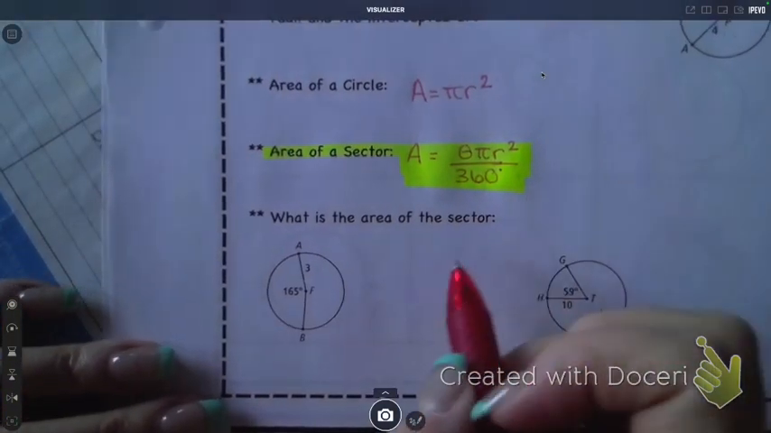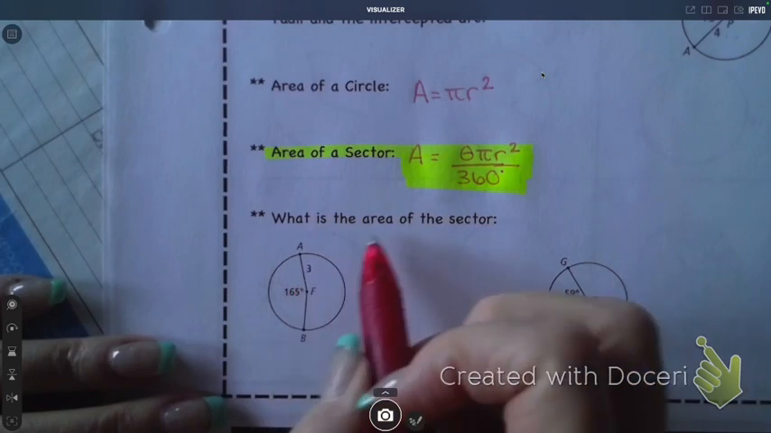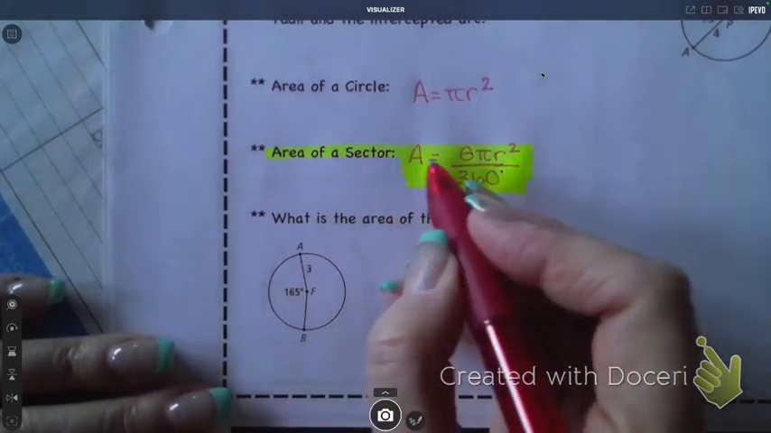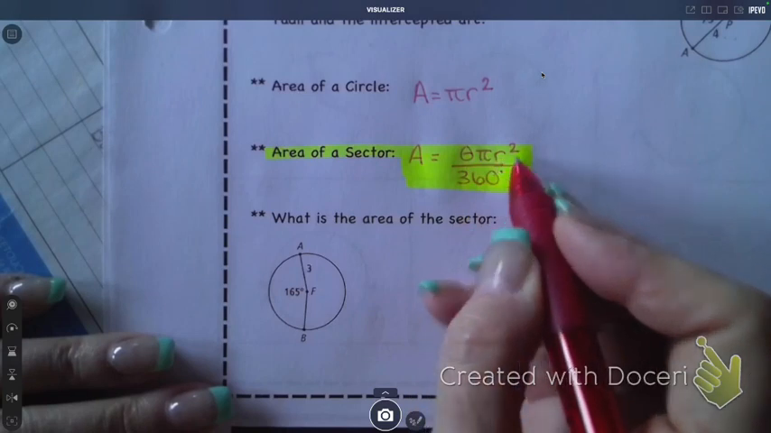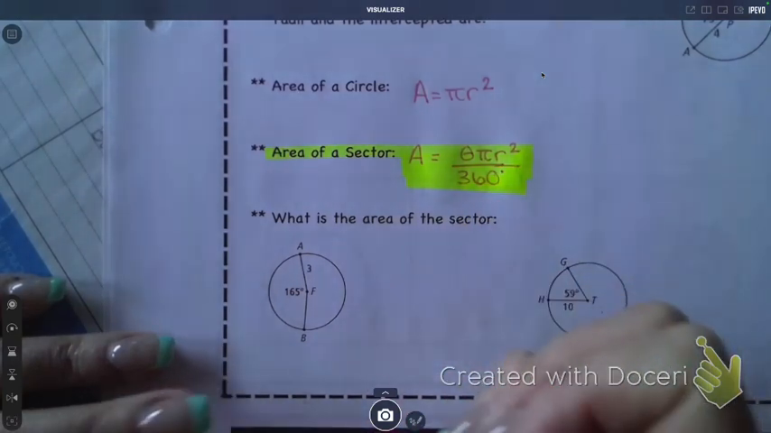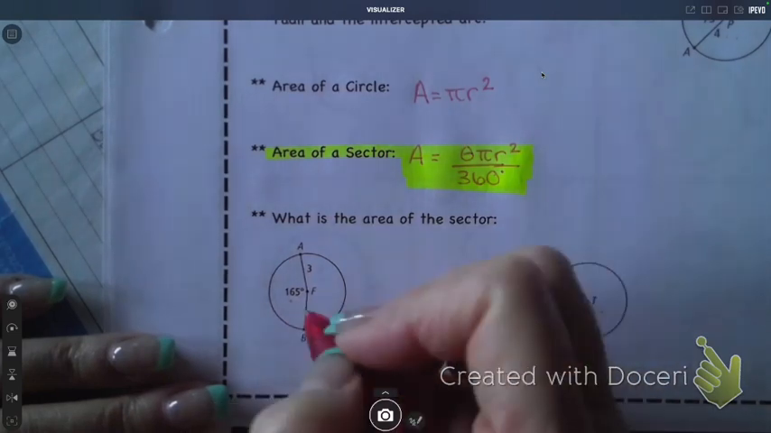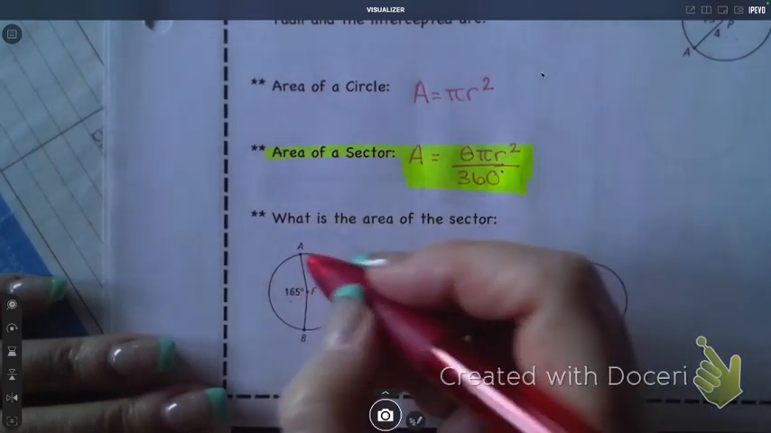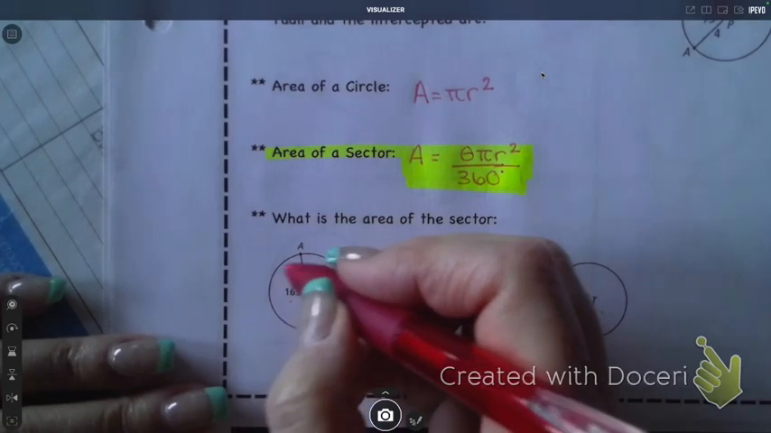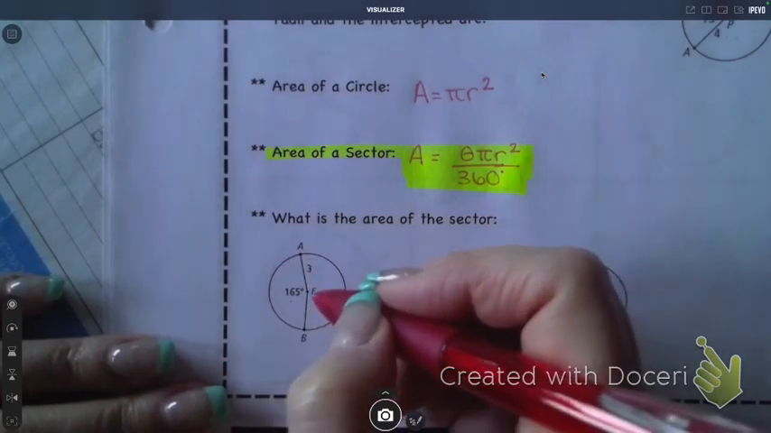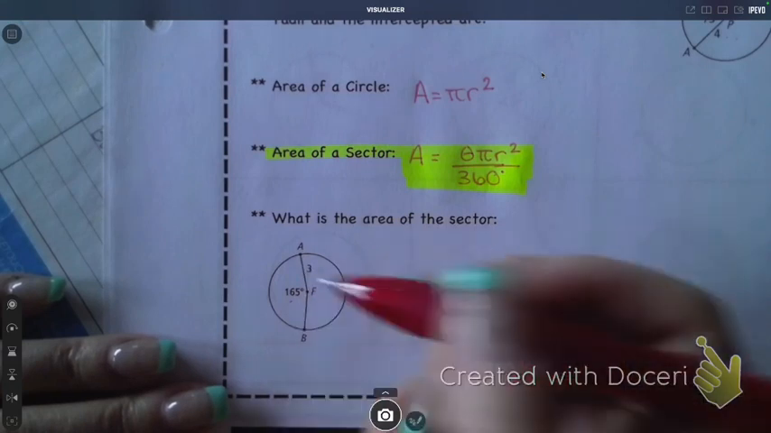So it says, what is the area of the sector? So, well, A equals theta pi r squared over 360. So what is theta? 165. I guess it didn't tell me which sector it did, but we're going to say this one. Could we do this side too? Yeah, because we could subtract from 360.